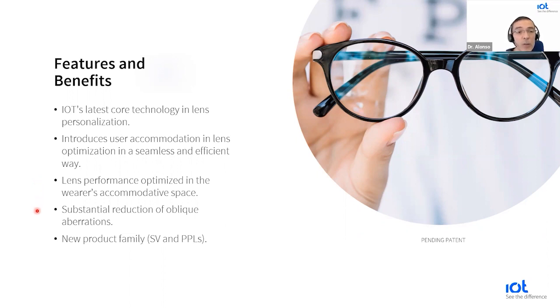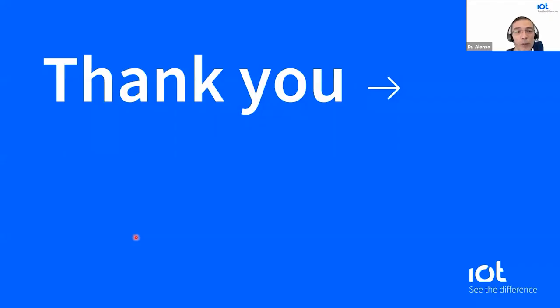There is a substantial reduction of oblique aberrations. For many prescriptions, there won't be any significant oblique error in all the field of view. And we have applied it to a new product family, both single vision and progressive lenses. This technology will be available for a wide range of family of products. And that's all. Thank you for your attention.